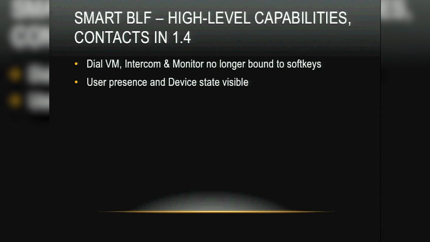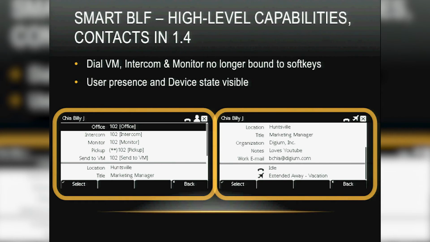And we've also got user presence and device state available. So contacts look a little bit different, right? We've got some actions up top here. We've got office, intercom, monitor, pickup, send to VM, all those things I talked about. And over here we've got device state and user presence. So it gives you a little bit more visibility into what's going on with the person, and it gives you this big group of actions that we've programmed for this one.